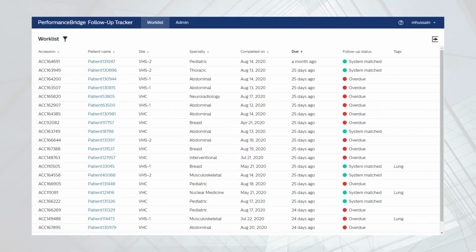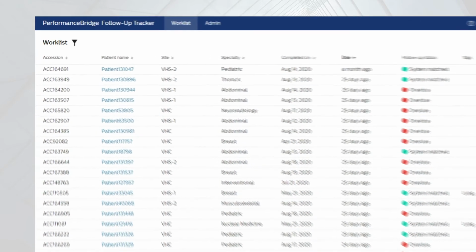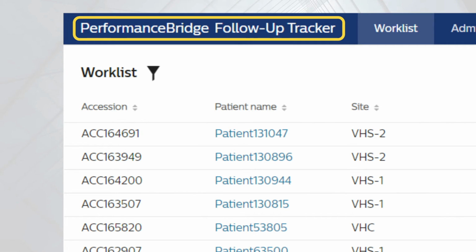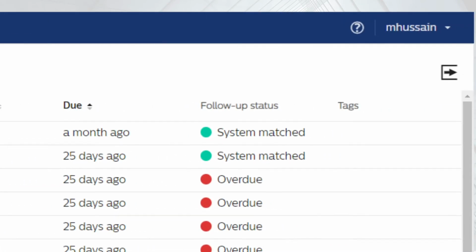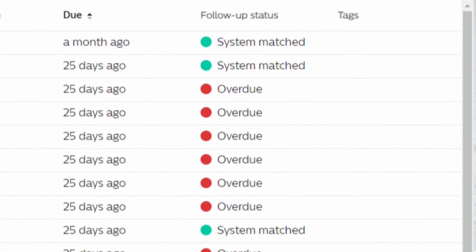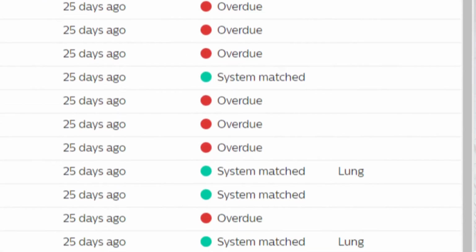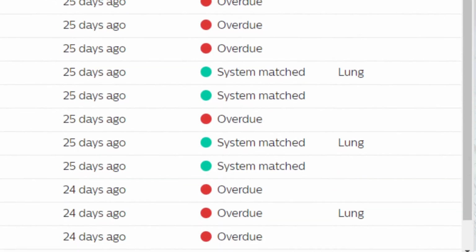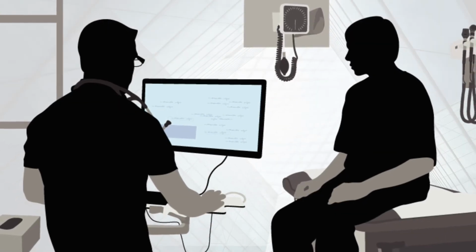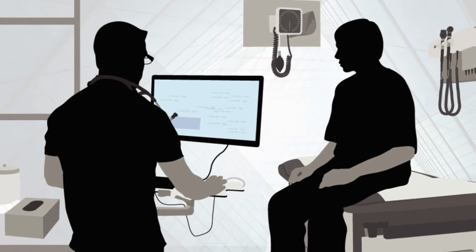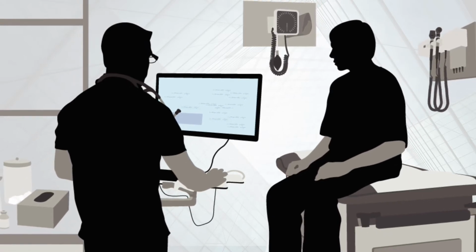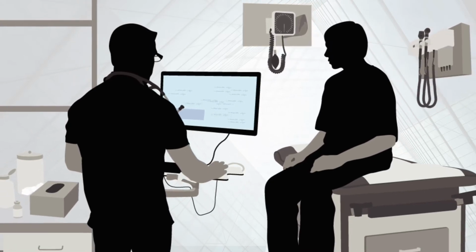As for those incidental lung nodules from the X-ray, the Philips Performance Bridge suite, and specifically their Followup Tracker, is able to analyze imaging reports, identify requests for a follow-up exam, and then flag the patient until a correct follow-up imaging order has been placed, making sure that potential findings do not fall through the cracks. So due to this alert, the team is reminded and places an order for a chest CT in 8 weeks.